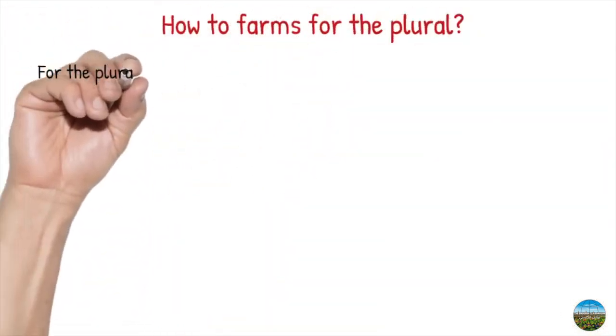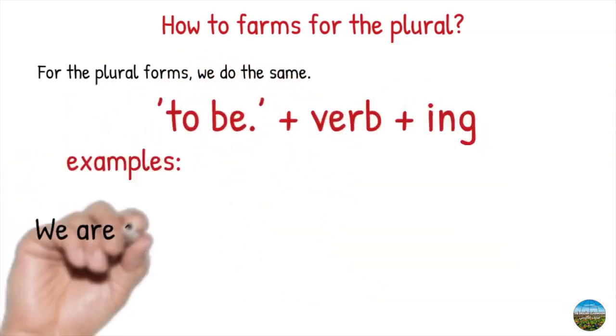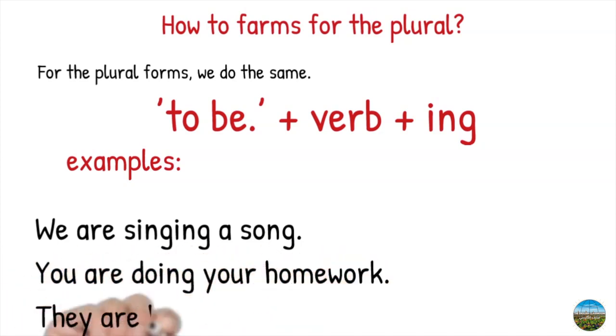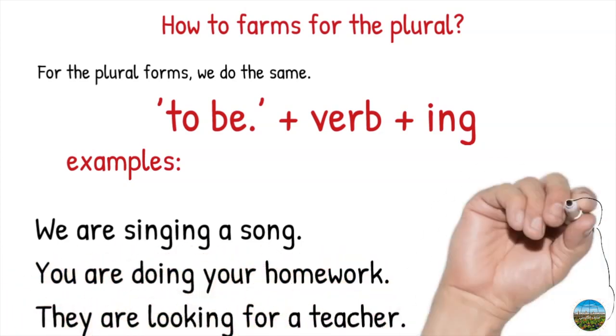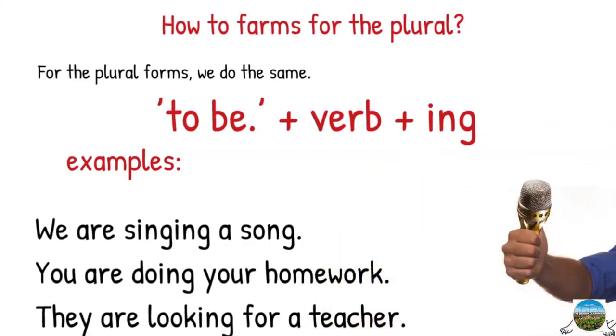How do we form it for the plural? For the plural forms, we do the same. To be plus verb plus ing. Examples: we are singing a song. You are doing your work. They are looking for a teacher.